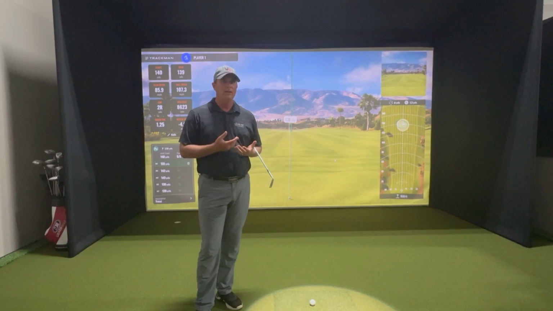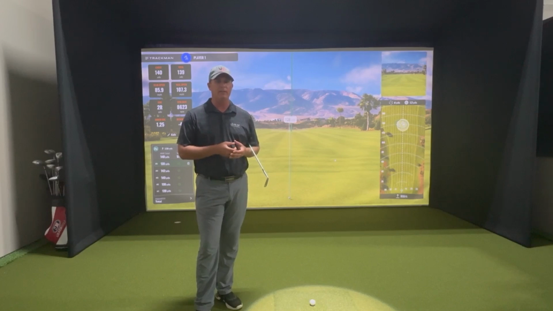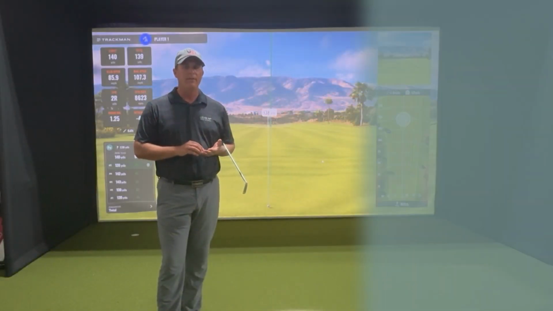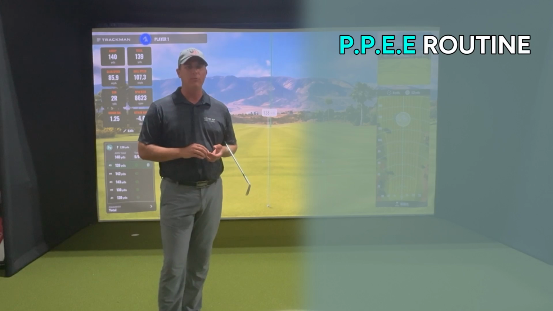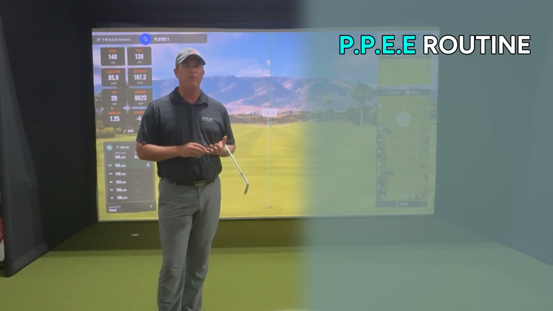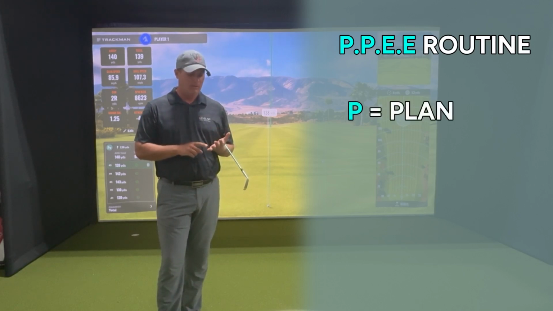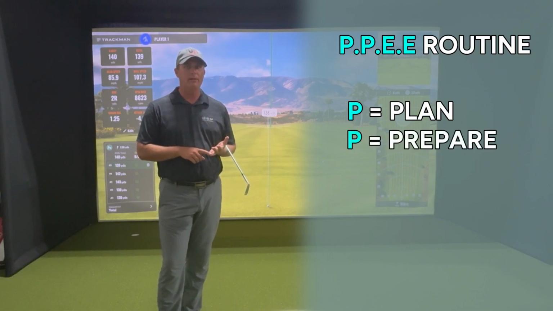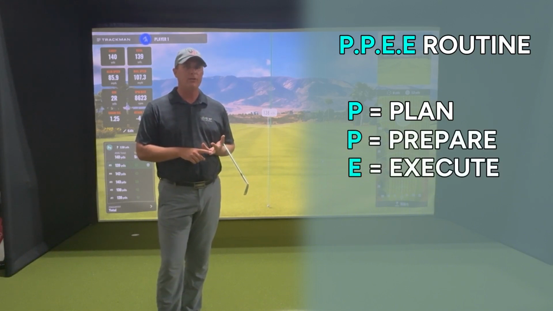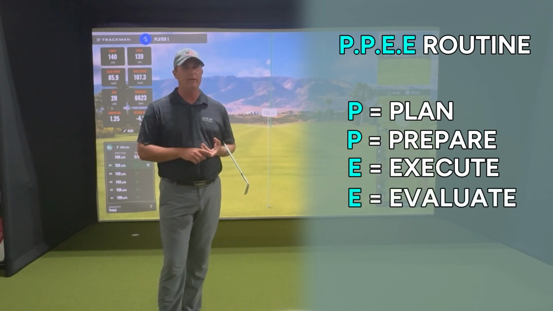When we go through the proper routine, we have an acronym for you to follow. And we're going to break this down again in our next number of videos. We're going to go through the PPEE routine. And those letters stand for a proper plan. We need to make sure that we prepare ourselves, we execute our shot, and then we evaluate our shot.